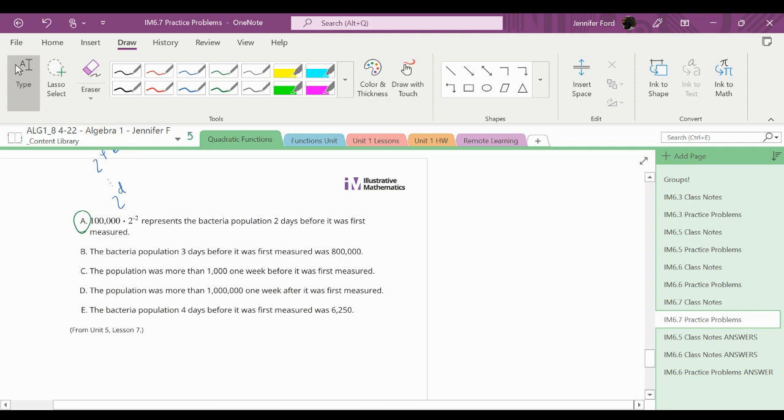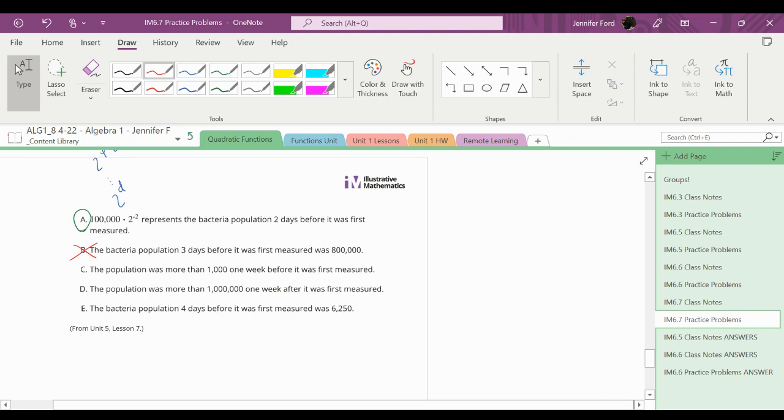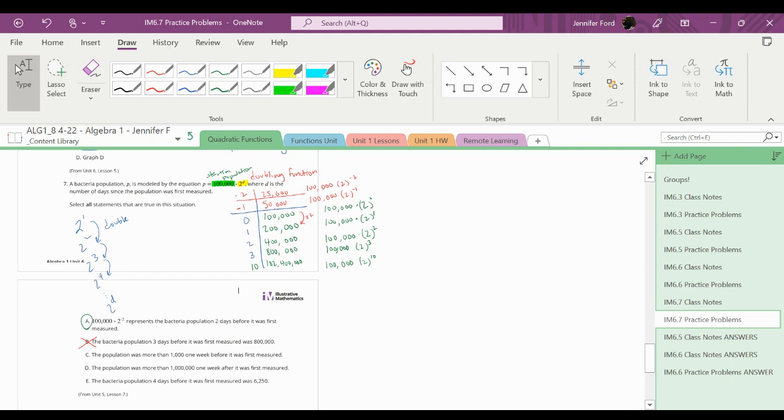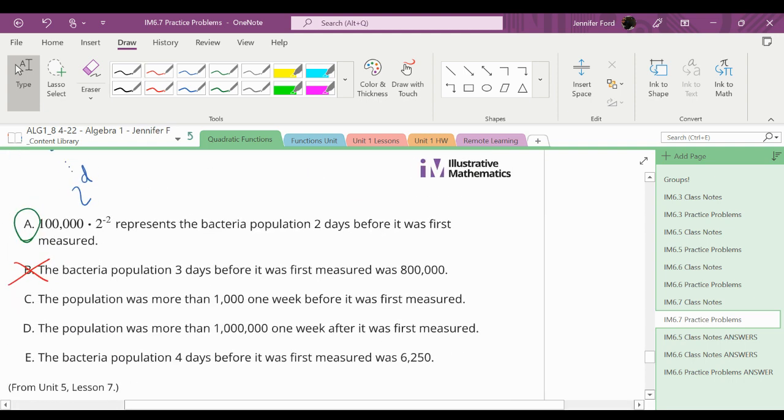The bacteria population 3 days before it was first measured was 800,000. That is false, and I know it's false because it's going to be half of 25,000. Oh, sorry, the bacteria population 3 days before. If it said 3 days after, then that would be correct.